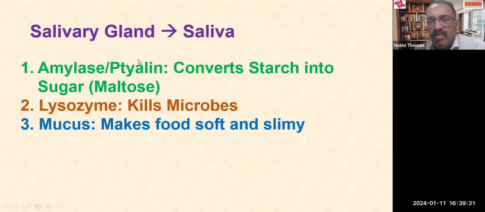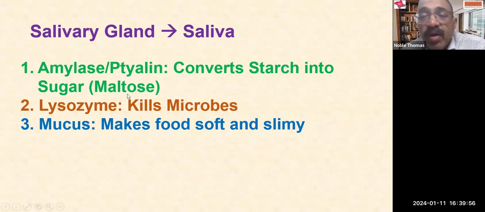One of the most important things is amylase or ptyalin. It has got another name also, not very often used, but if it is appearing in the question paper, you should be aware about it. Ptyalin is the word used for salivary amylase. P is silent here. Ptyalin. So this is the first digestion happening in the body, which converts starch into sugars. Starch into sugar, most probably into maltose, and this is the first digestion that happens.